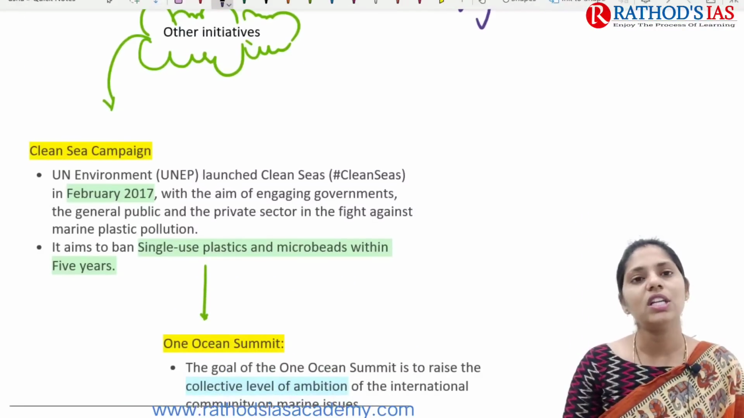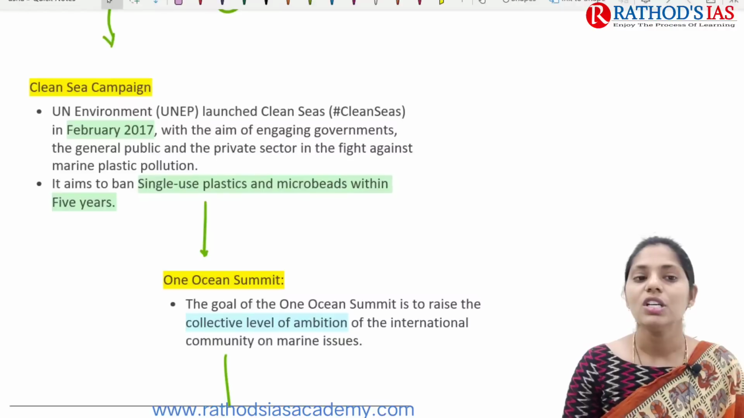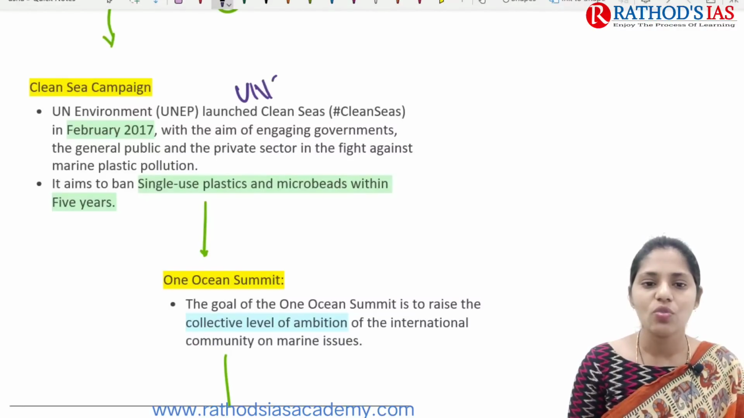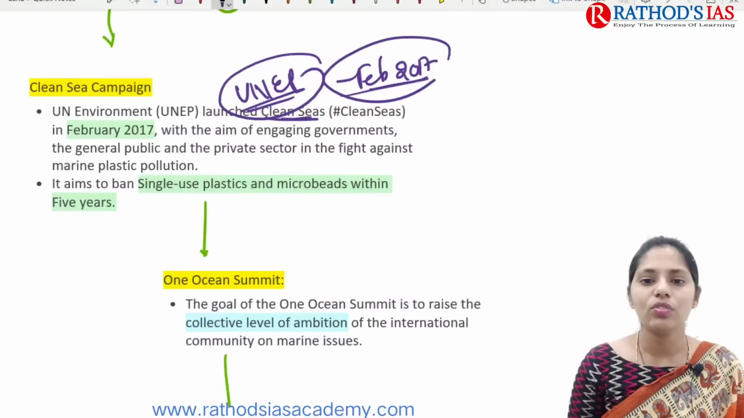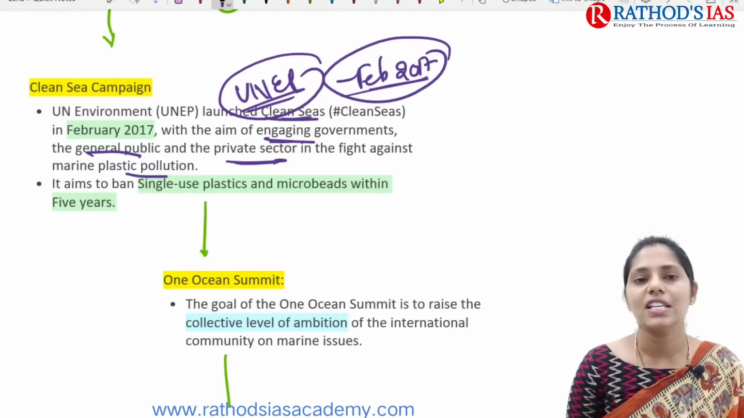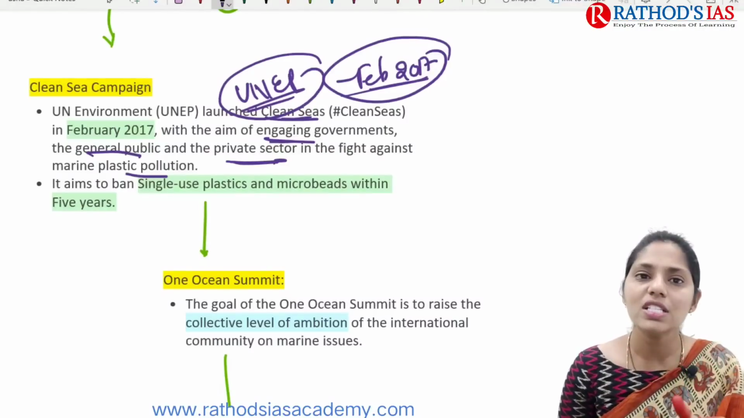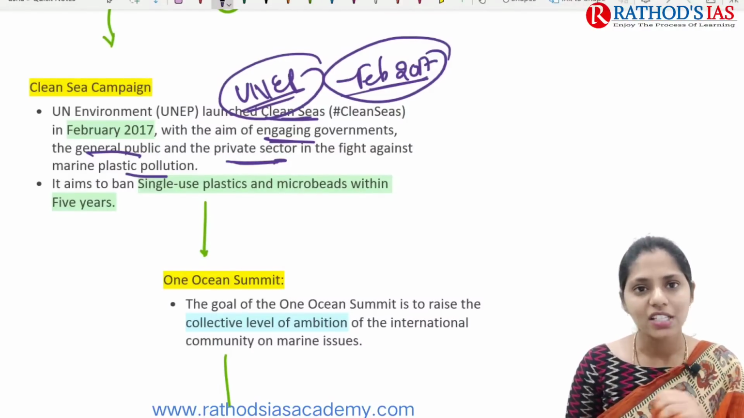If we are talking about other initiatives which are mainly focusing on ocean conservation, this part is also very important. The first one is the Clean Seas campaign. The United Nations Environment Programme launched the Clean Seas program in February 2017. An important aim of this campaign is to engage governments, the general public and the private sector in the fight against marine plastic pollution. The name itself says Clean Seas, so we are mainly focusing on fighting against marine plastic pollution.